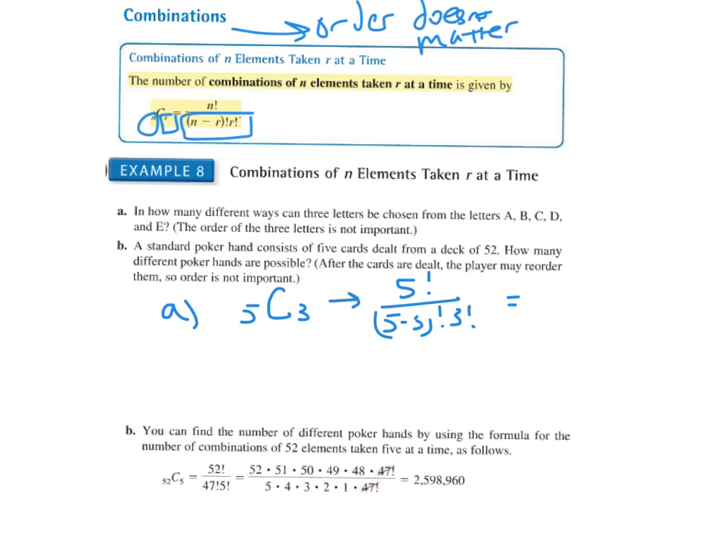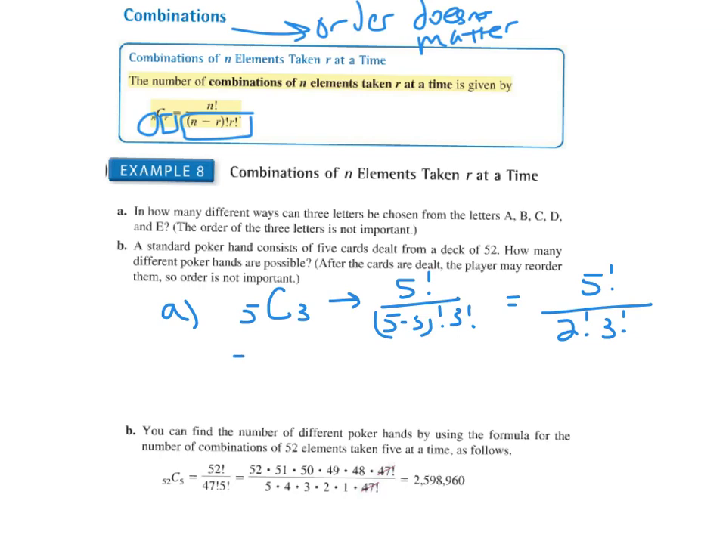So what ends up happening is more things cancel, because order doesn't matter, so it takes out a whole group of values that you don't care about. Like A, B, C and B, C, A are the same to it. So it takes out a whole grouping of combinations. So this is over 2 factorial times 3 factorial.